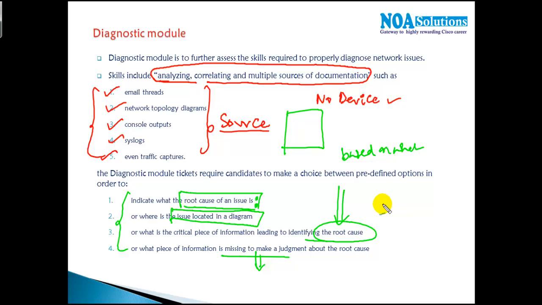You are going to answer them as per the given scenarios or the given screenshots, but you are not going to access any device in this diagnostic section, and the duration for this examination will be 30 minutes.